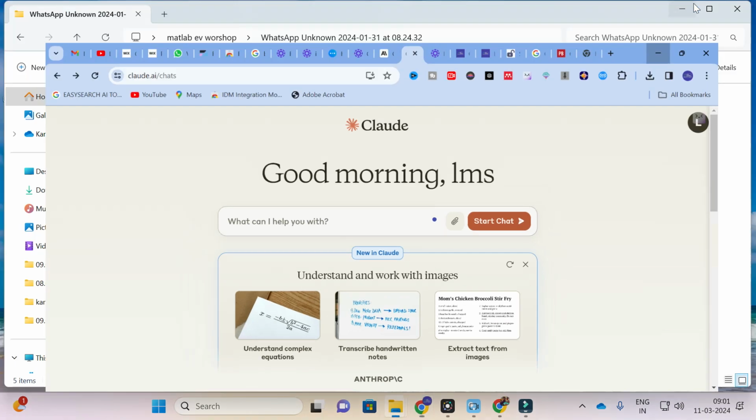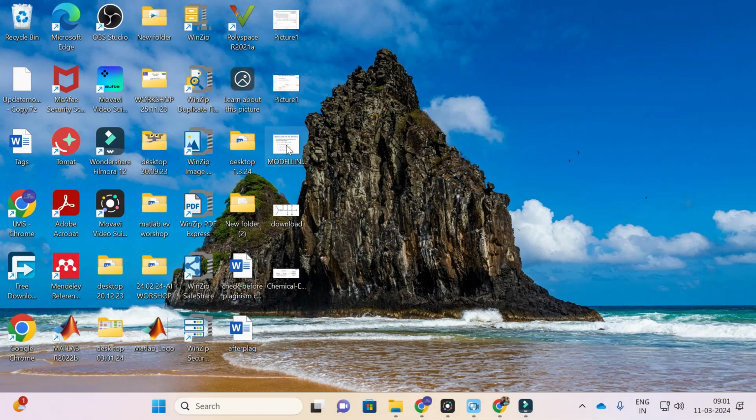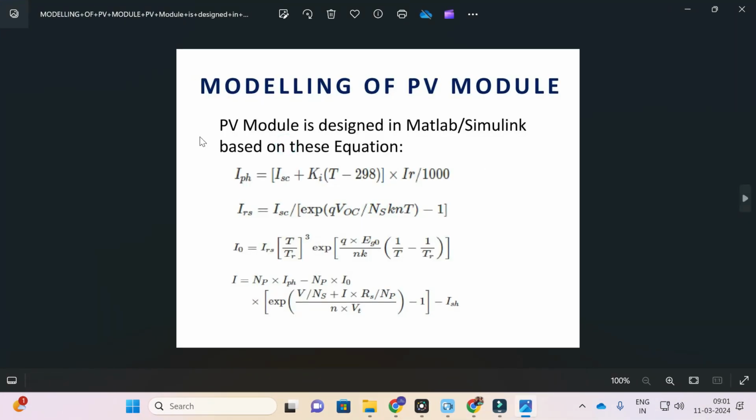In order to give you a better understanding, I have downloaded some equations. Here you can see these are the equations related to PV modeling, that is, photovoltaic modeling. After that I will upload some chemistry equations also. First I will upload this. Let us see how this AI will generate answers for us, whether it will read the equation and explain it perfectly or not.